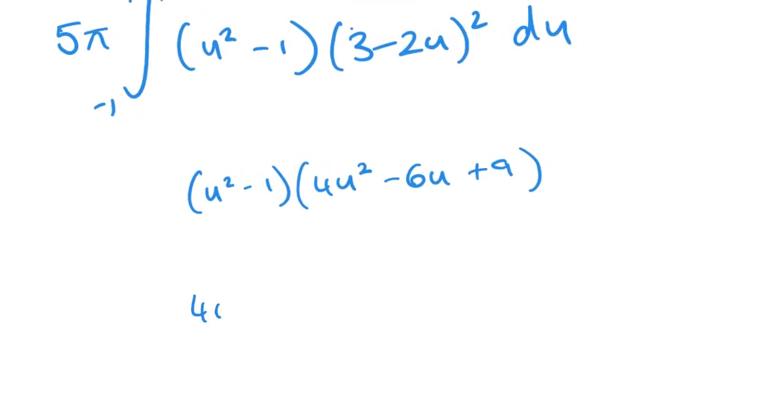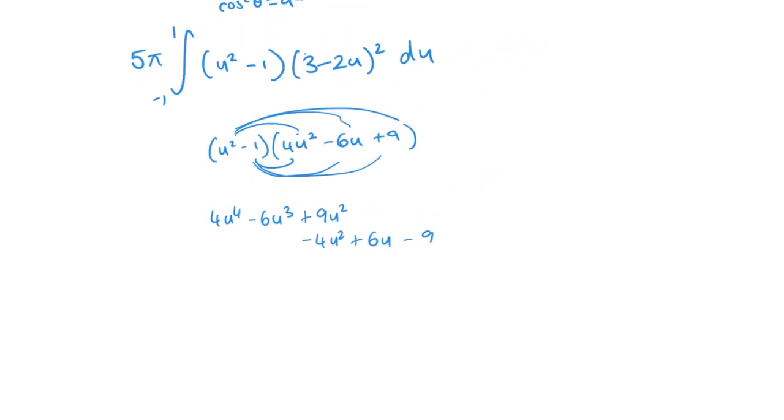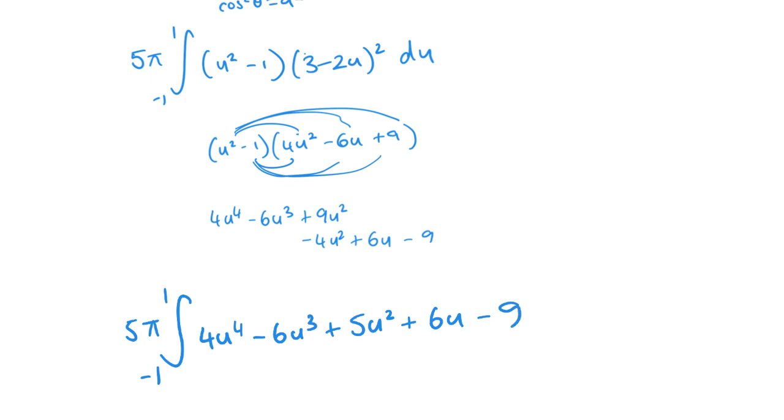So we're going to have 4u to the power of 4, minus 6u cubed, plus 9u squared, minus 4u squared, plus 6u minus 9. Okay, so now I get the integral between 1 and minus 1 of 5 pi, 4u to the power of 4 minus 6u cubed plus 5u squared plus 6u minus 9. Perfect. With respect to u.